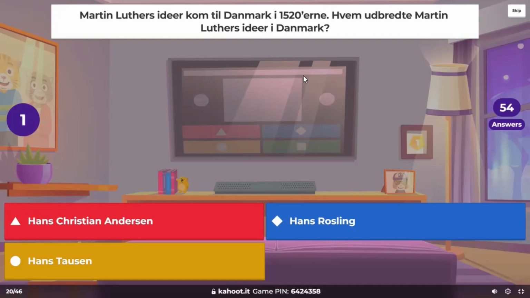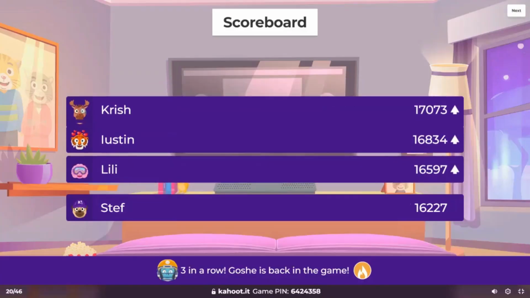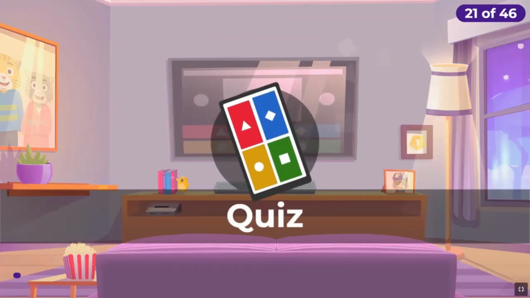Let's see how you guys do on this. Okay, not too bad. I actually thought more of you would get this wrong. Only 19 people got this wrong. It was Hans Towson. Okay, so Trayan lost his number 1 spot. Krish took his number 1 spot from him. Krish is leading by over 200 points. Houston is now at number 2. Lily is on the podium at number 3. Trayan fell to number 4, and Steph is, well, holding number 5. Gush is back in the game with 3 in a row. Is it a guy or a girl? I'm not sure. Excellent. Okay, we have 26 questions to go.